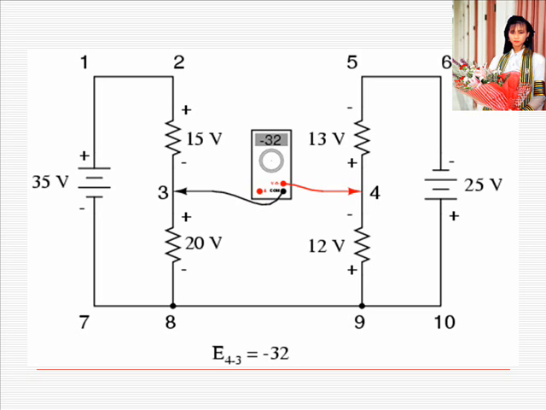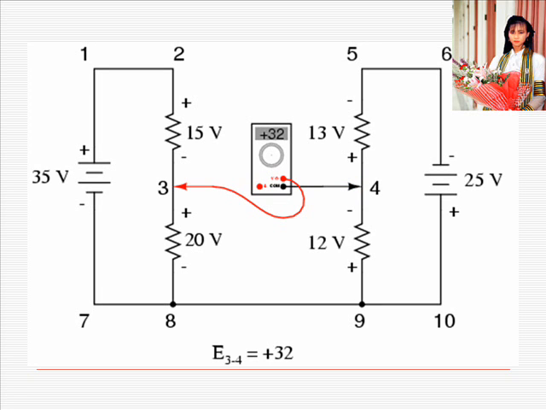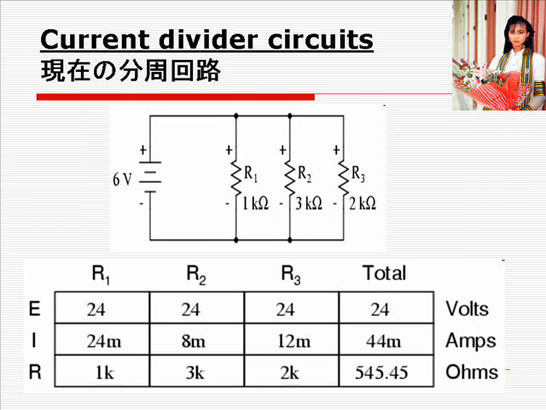Had we generated our KVL equation starting with E34 instead of E43, stepping around the same loop with the opposite meter lead orientation, the final answer would have been E34 = 32 volts. It is important to realize that neither approach is wrong. In both cases, we arrive at the correct assessment of voltage between the 2 points: 3 and 4. 3 is positive with respect to point 4, and the voltage between them is 32 volts.